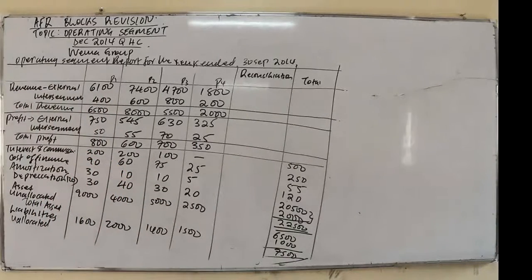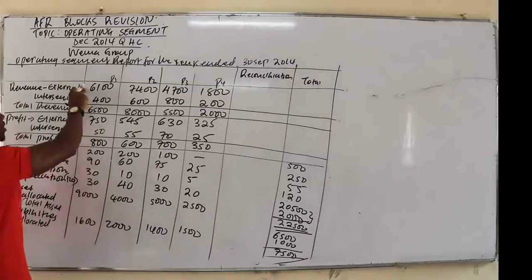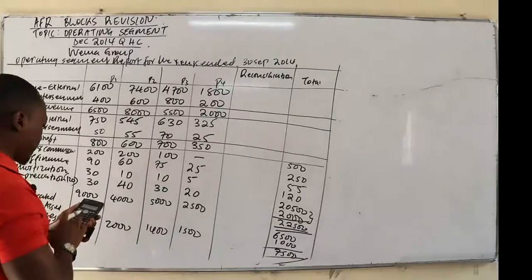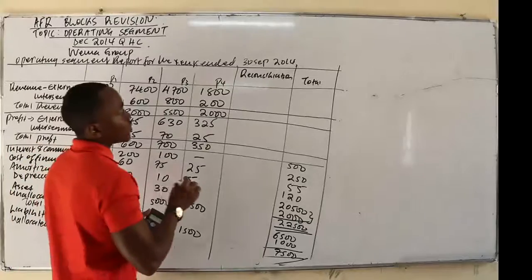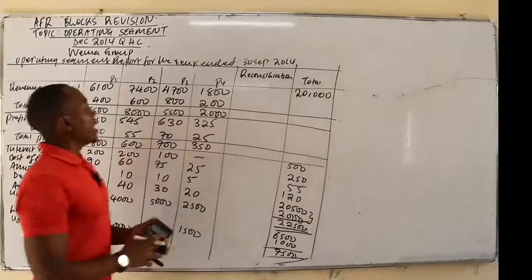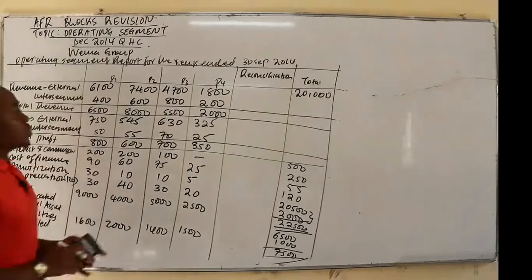So let's reconcile the revenue. So for revenue, can you add the total from the external? Add the external revenue. And the total we have is 20,000. So report it to the total, 20,000. Then we also have the intersegment revenue, add the total, that's 2,000.